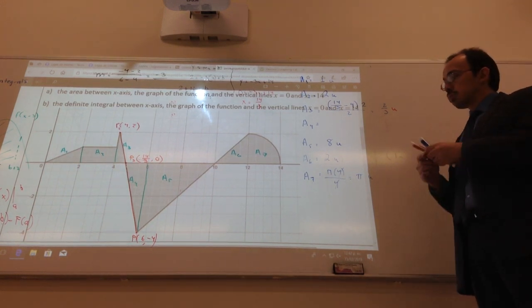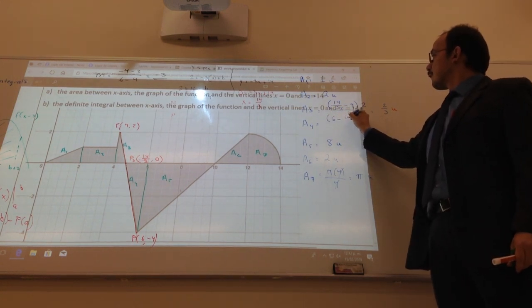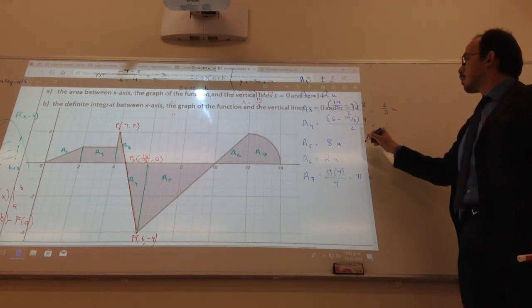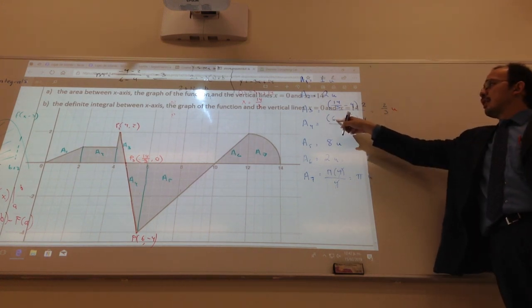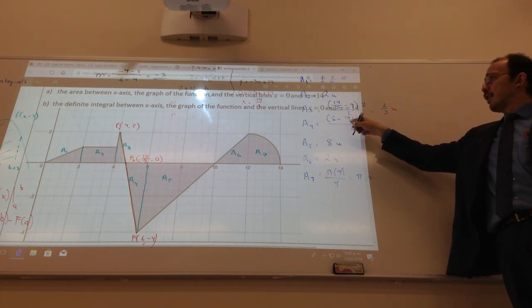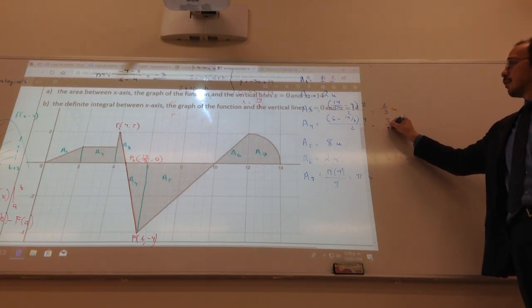Yeah, so in this case it will be 6 minus 10 thirds times 4 divided by 2. So it's going to be 18 thirds minus 14 thirds, which is 4 thirds, divided by 2, 2 thirds times 4, 8 thirds.